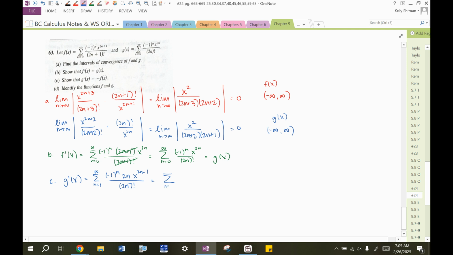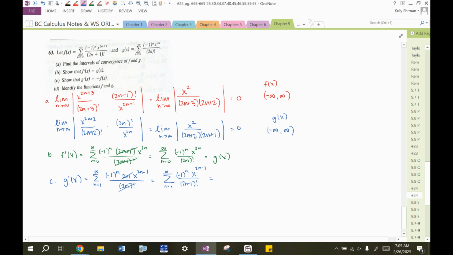So you would have n equals 1 to infinity, negative 1 to the n. The 2n is going to cancel down here, and you would have x to the 2n minus 1 over 2n minus 1 factorial. Now, this isn't exactly what f of x would say, even if you put a negative in there. That's not really looking at that. So let's expand out some of these terms.